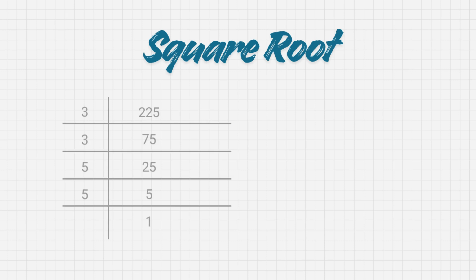We can find the square root of a number using prime factorization. Let's look at the number 225. 225 is equal to 3 times 3 times 5 times 5, which is the square of 3 times 5. Thus, the square root of 225 is 15.